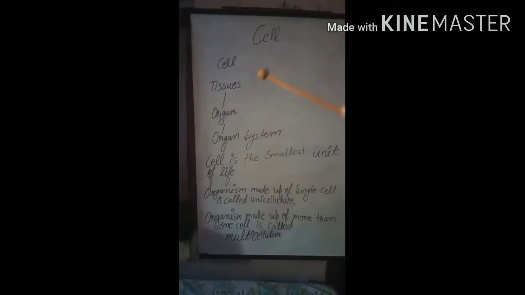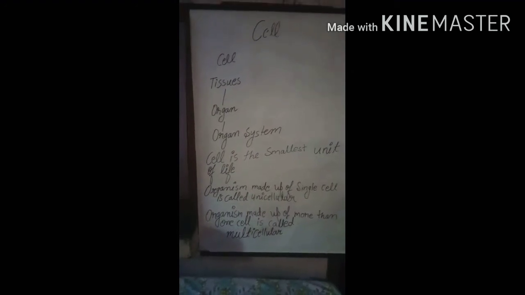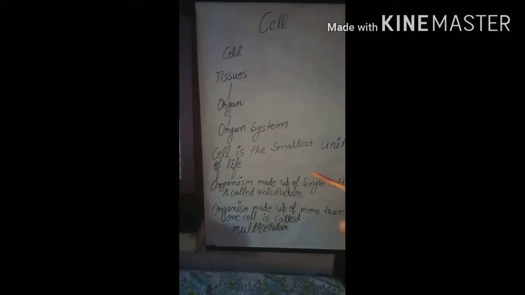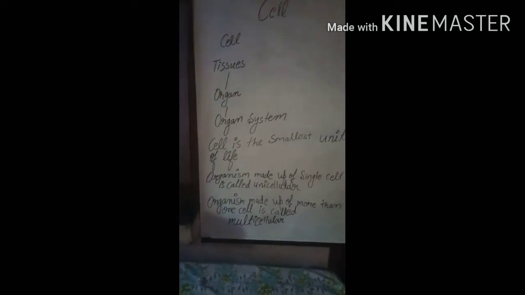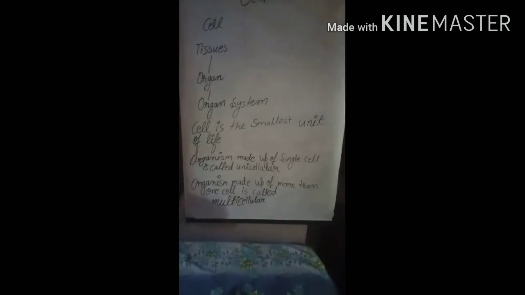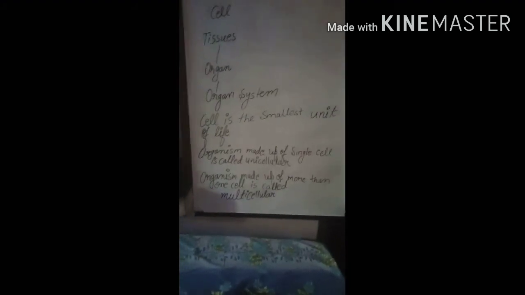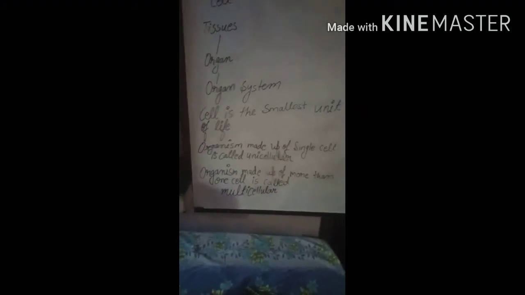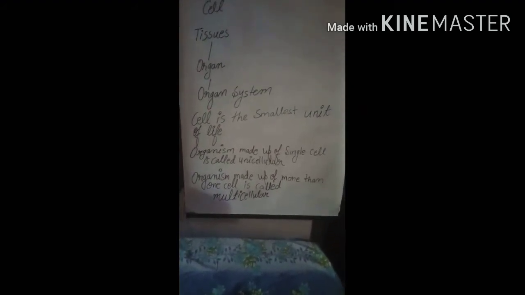Many cells combine and form tissues. Tissues combine to form organs, and organs combine to form an organ system. Understood? As I have told you, cell is the smallest unit of life. And there are two more important things about the cell. Organisms are made up of two types, unicellular and multicellular. Now what is unicellular and multicellular?